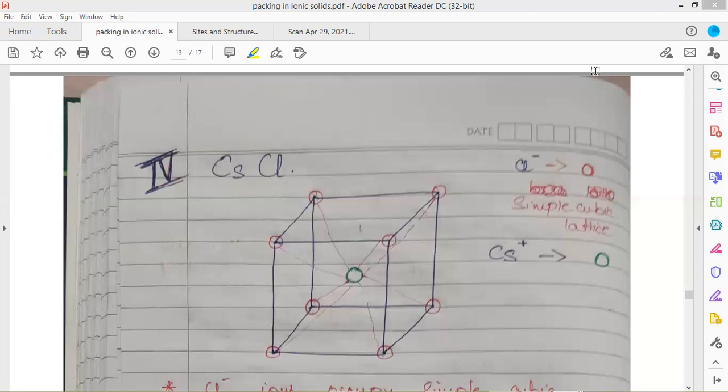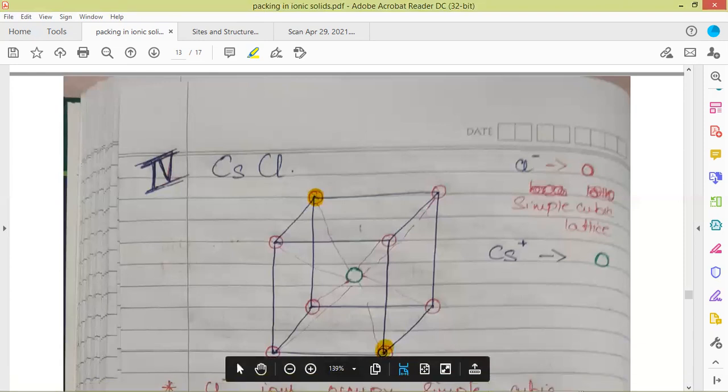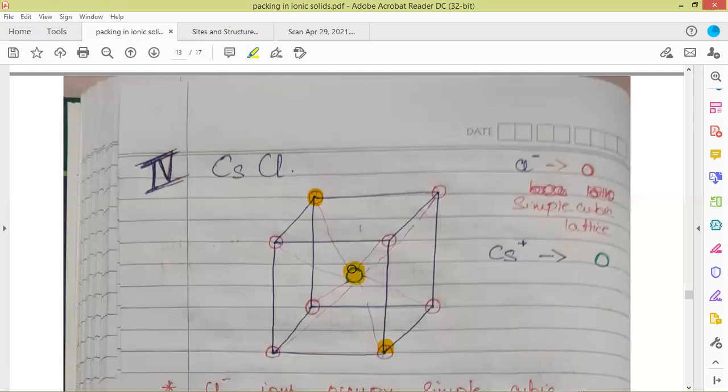The two chloride ions which I am marking with yellow are present at the opposite corners of the body diagonal, and the cesium ion which is present at the center is touching them along the body diagonal. So the length of the body diagonal is going to be 2r plus 2r minus, that means twice the sum of the radii of the cation and the anion. So this is how this structure is.